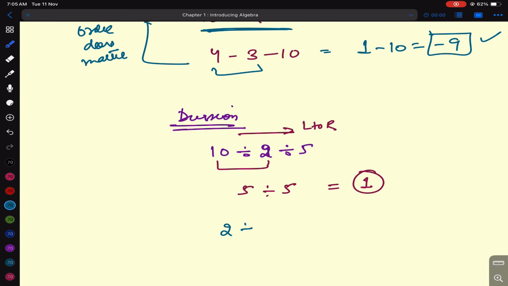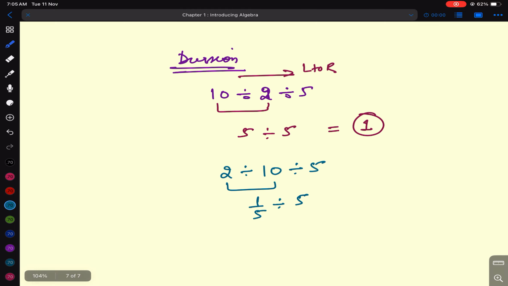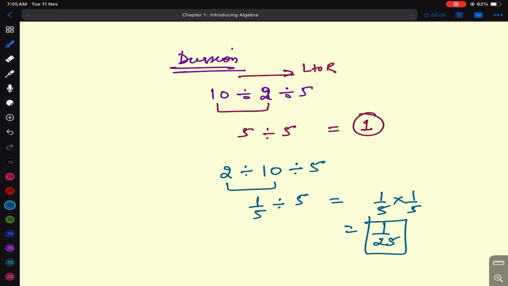Now when I change the order of the numbers, let's say I write it as 2 divided by 10 divided by 5. Now 2 divided by 10 is going to give me 1 over 5, which is further divided by 5. Now I change the division between 1 over 5 and 5 to multiplication, because that's how we solve a division. So the other number goes reciprocal, and now the answer turns out to be 1 over 25. So you see here again, when we change the order of the numbers, the answer changed.